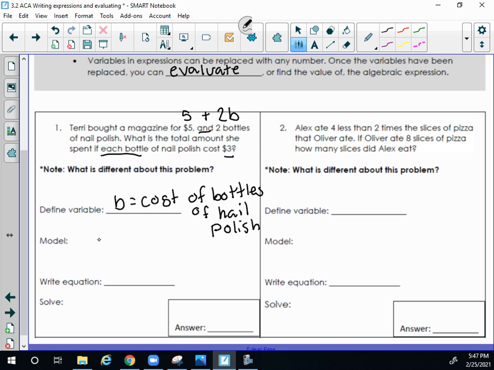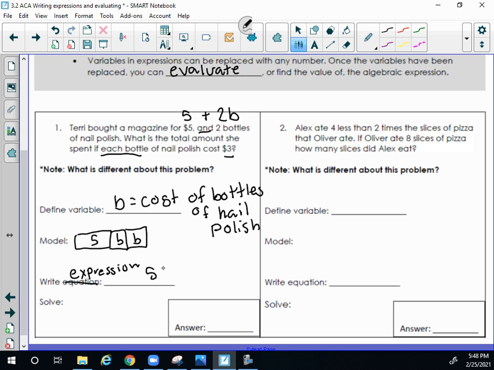And remember, there's many ways to model this, but one of those ways would be the bar model. We have $5 plus 2 B's. Now, if we replace those B's with the number that it tells us, then I would put 3's in each of these, and then we could find our total from there. Write our expression. And that's going to be what we wrote up here.